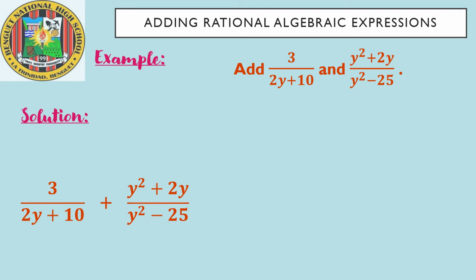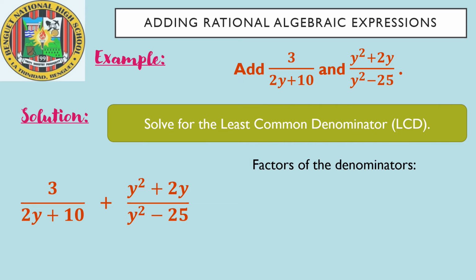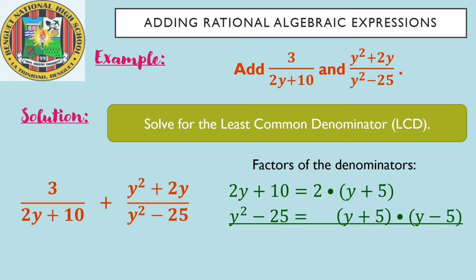We then solve for the least common denominator that we will use as the common denominator of our expressions. We do that by comparing the factors of the denominators. For the first RAE, we have 2 and (y plus 5) as the factors of 2y plus 10. For the second RAE, we observe that y squared minus 25 is a binomial which is a difference of two squares. Thus, we factor that as (y plus 5) times (y minus 5).